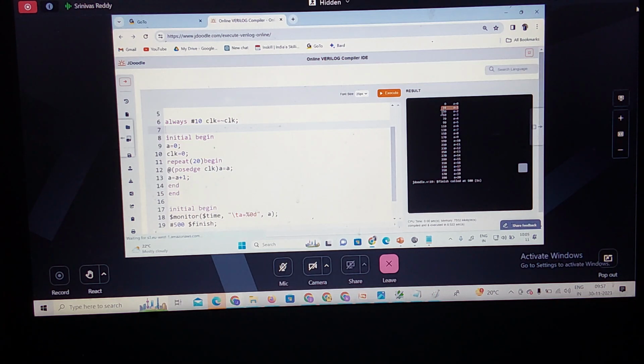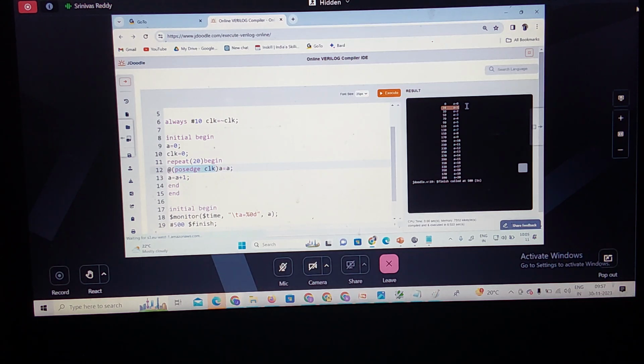We are assigning the value, delayed by how many positive edge cycles? 20. Now this is working fine. You can see here at t is equal to 0, at t is equal to 10, rising edge comes. Now I am writing the program so that whenever the positive edge of the clock comes, this statement is executed: A is equal to A plus 1.